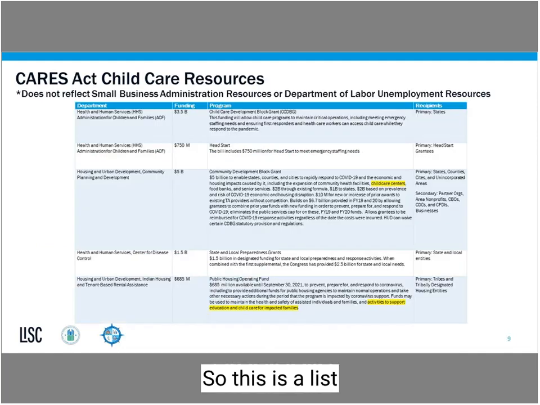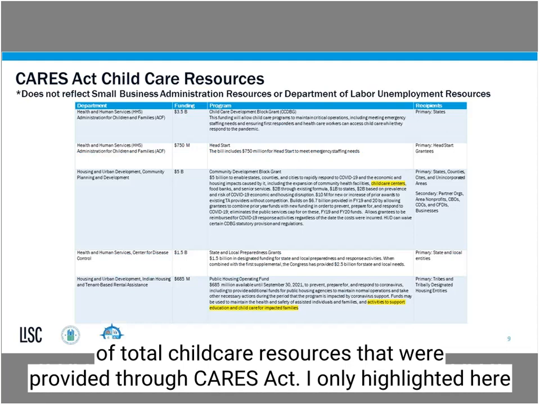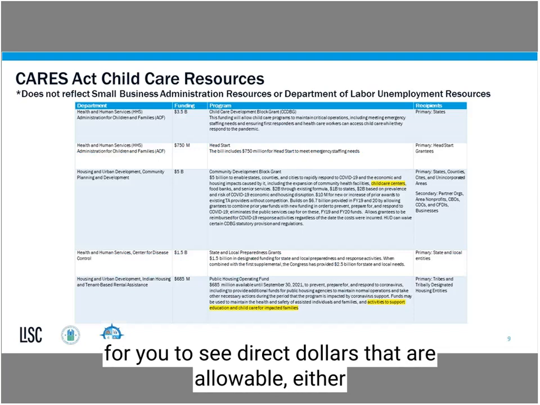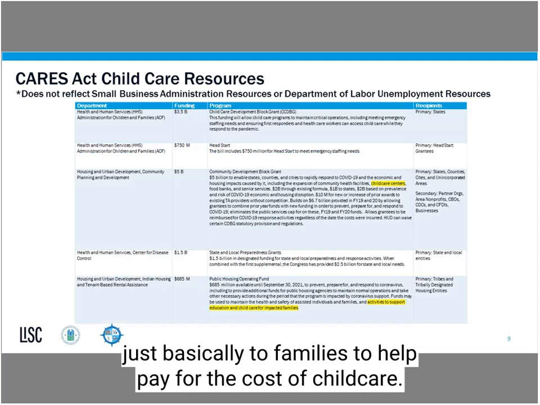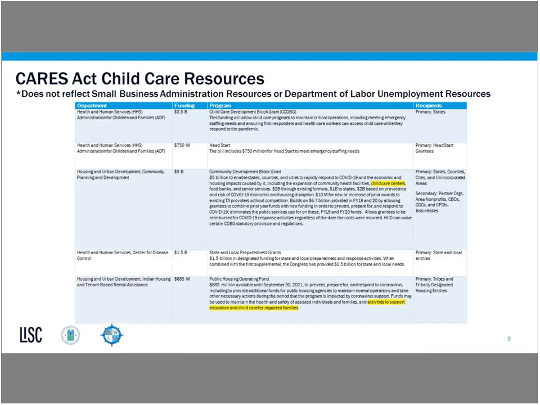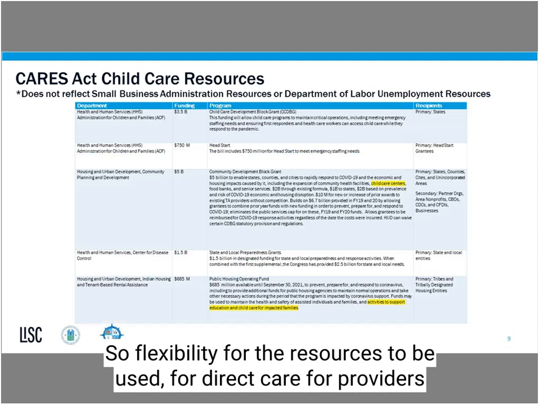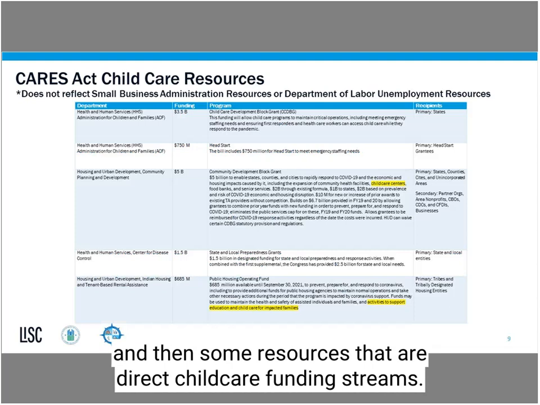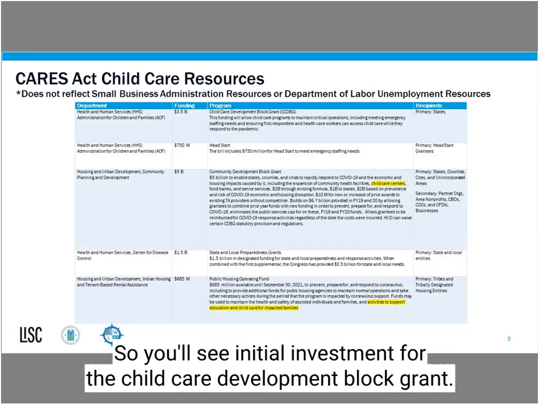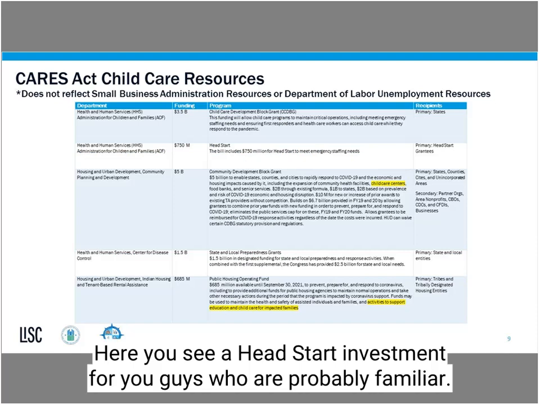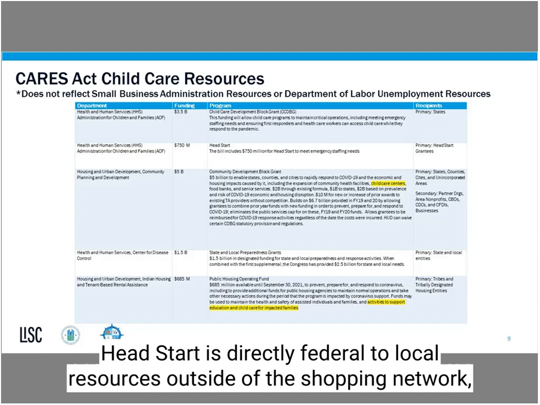So this is a list of total child care resources that were provided through the CARES Act. I only highlighted here for you to see direct dollars that are allowable either to families to help pay for the cost of child care, so flexibility for the resources to be used for direct care for providers, and then some resources that are direct child care funding streams. So you'll see the initial investment for the Child Care Development Block Grant here. You see a Head Start investment for you guys who are probably familiar. Head Start is directly federal to local resources.